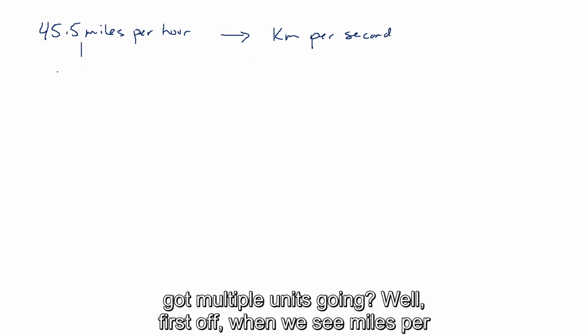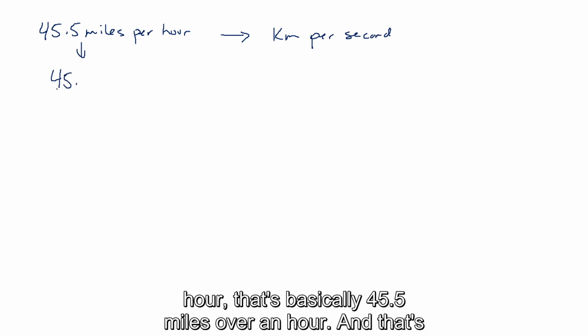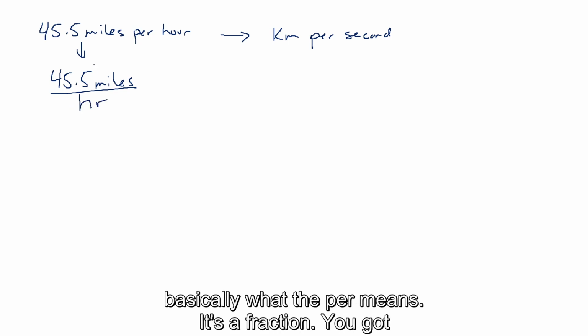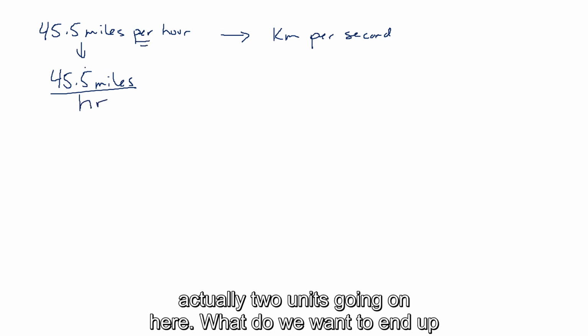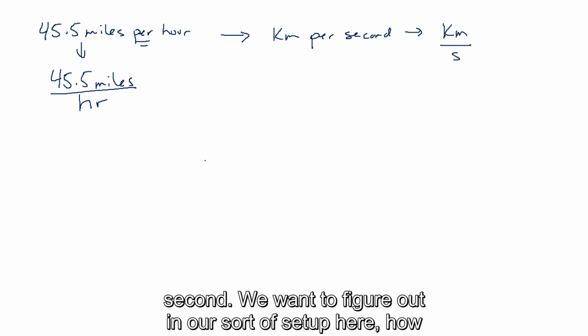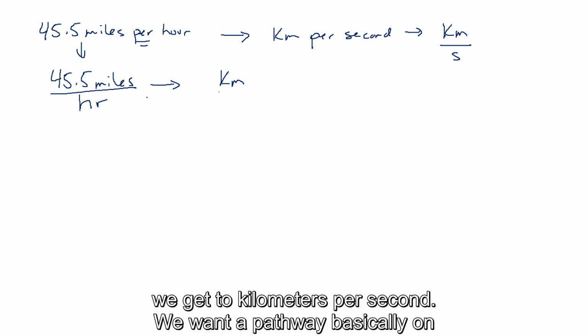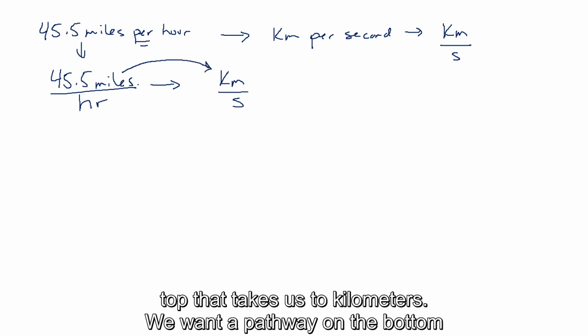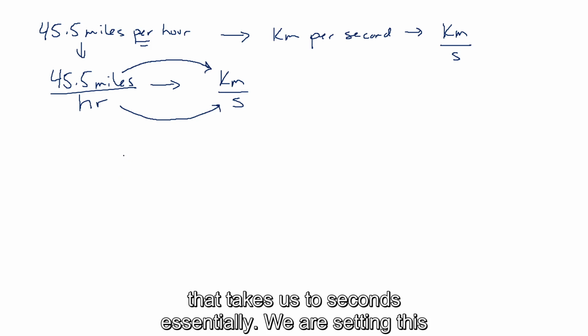Well, first off, when we see miles per hour, that's basically 45.5 miles over an hour. And that's basically what the per means. It's a fraction. You actually got 2 units going on here. What do we want to end up with? We also got 2 units going on, kilometers over a second. So we want to figure out in our setup here how we get to kilometers per second. We want a pathway on top that takes us to kilometers, and a pathway on the bottom that takes us to seconds.